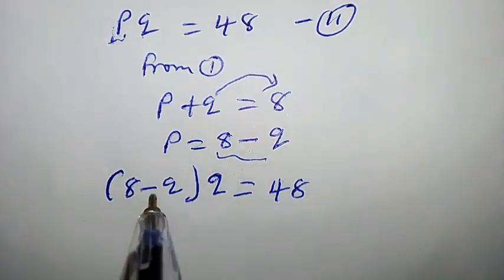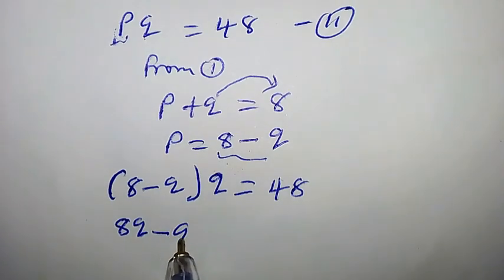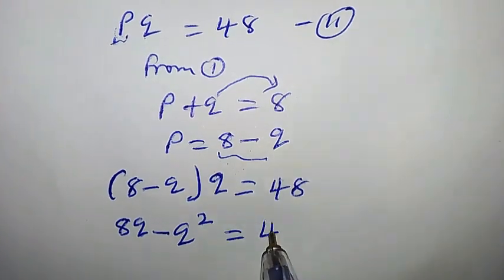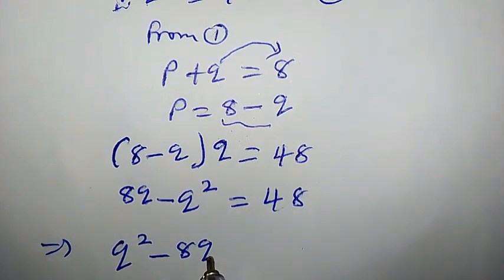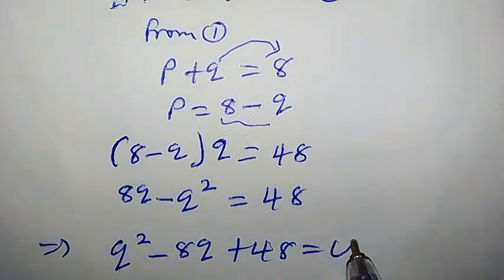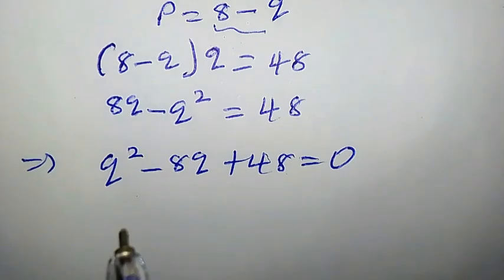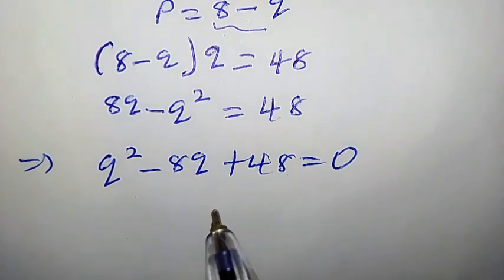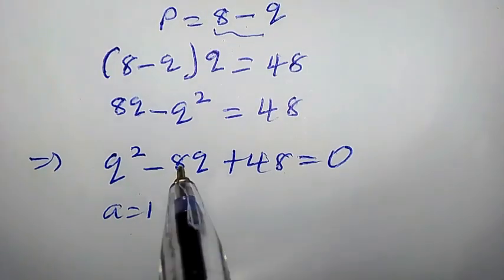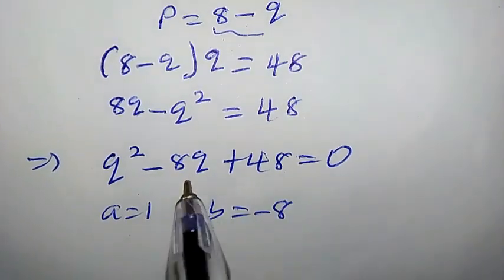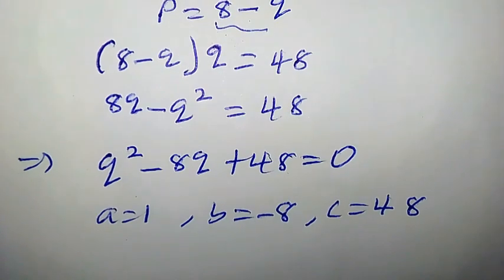So let's proceed further. 8 times Q, that is 8Q, minus Q times Q, that is negative Q square, equal to 48. This implies that Q square minus 8Q plus 48 equal to 0, when we transfer each of these to the right side. You will observe that this quadratic equation we can solve using the quadratic formula. So our A here is 1 and our B is negative 8, which is the coefficient of Q, and our C is 48.